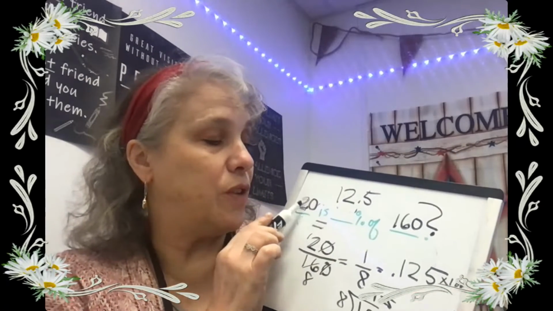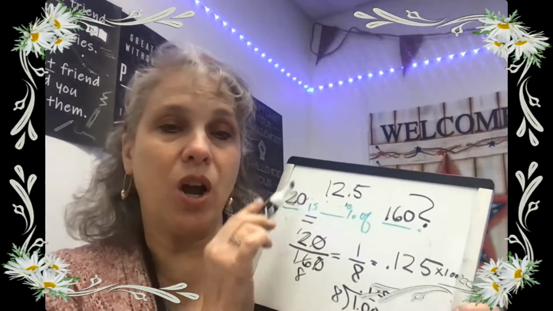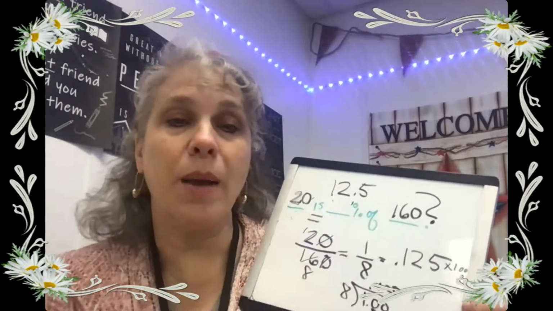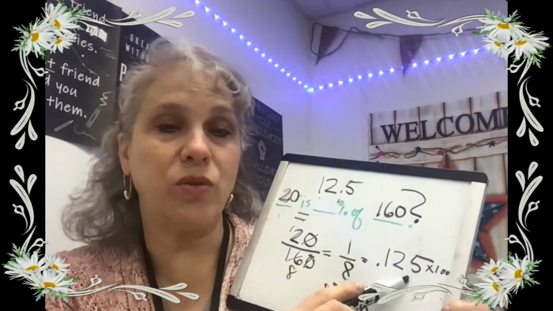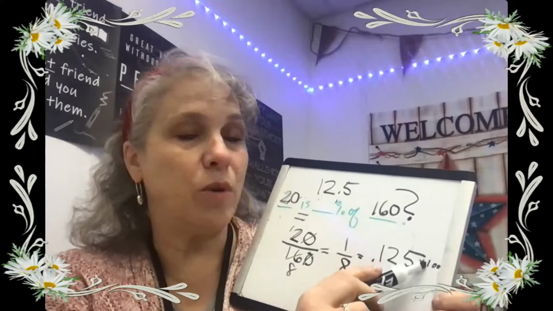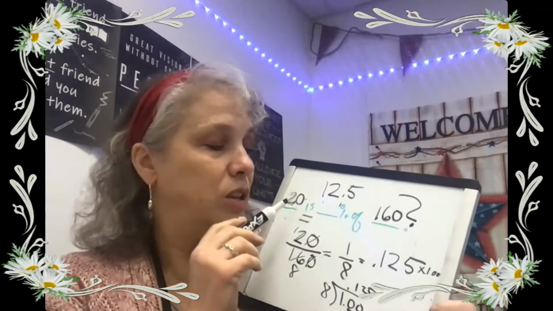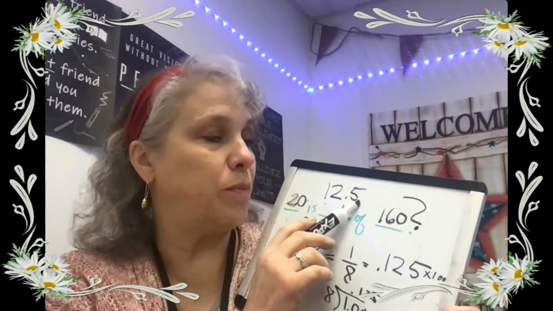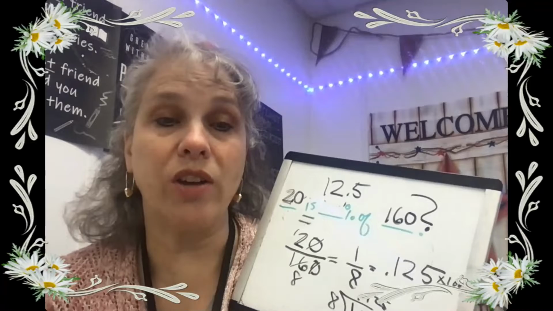Okay, so let's review. If you have the first and the last, you divide. You put this number over this number, make a fraction, turn that fraction into a decimal. Then you multiply by 100 and you get your percent. So 20 is 12.5% of 160.